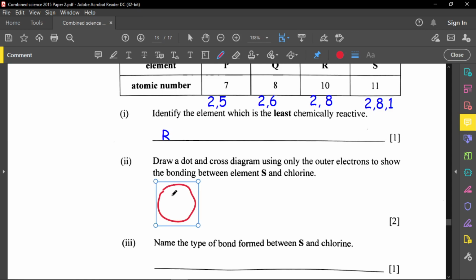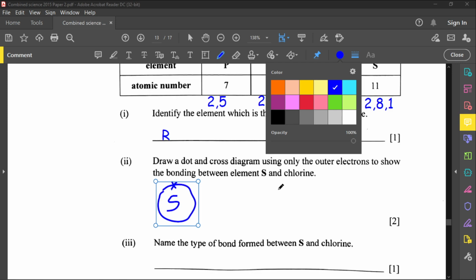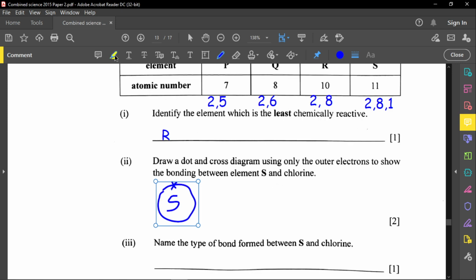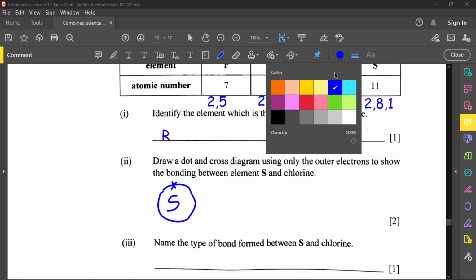So here we're going to put element S, and element S contains only 1 electron. Let's put that X right here. And let's go to element chlorine. So we're going to draw chlorine now, and let's draw chlorine in a different color. This is already gone to blue. Okay, no problem. So let's draw chlorine with red.